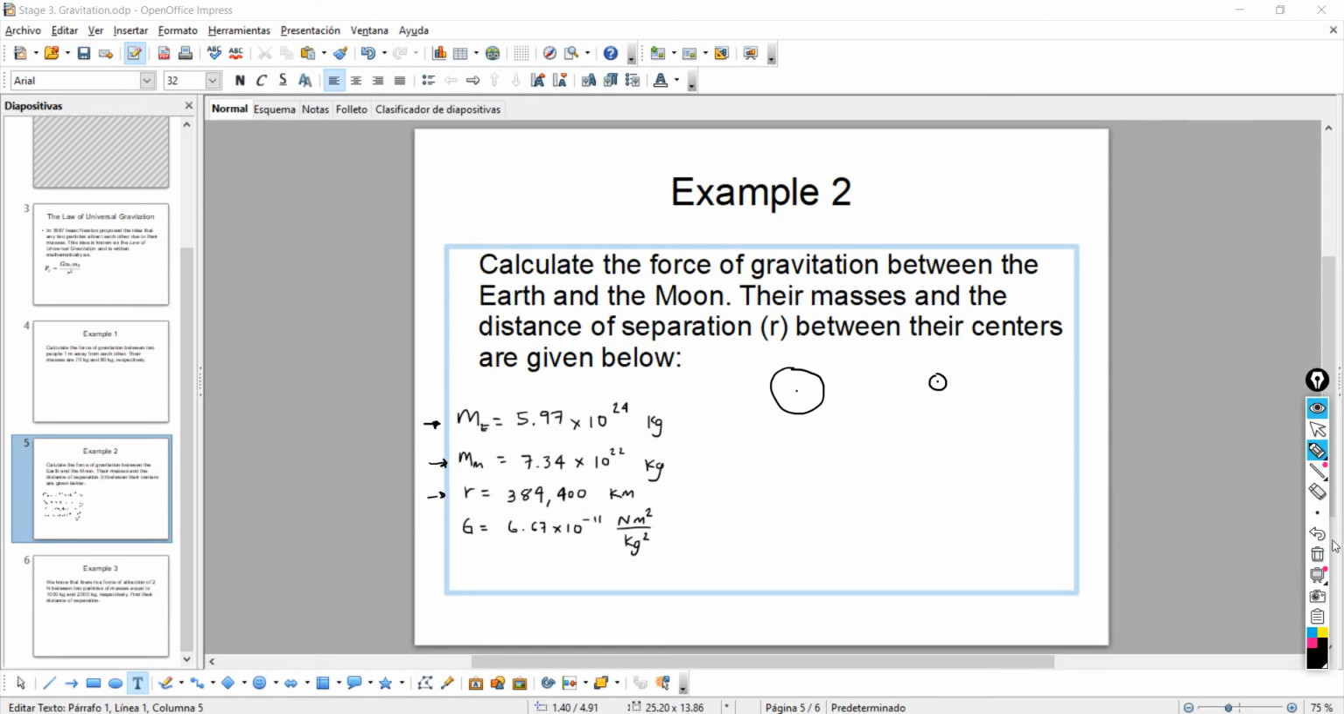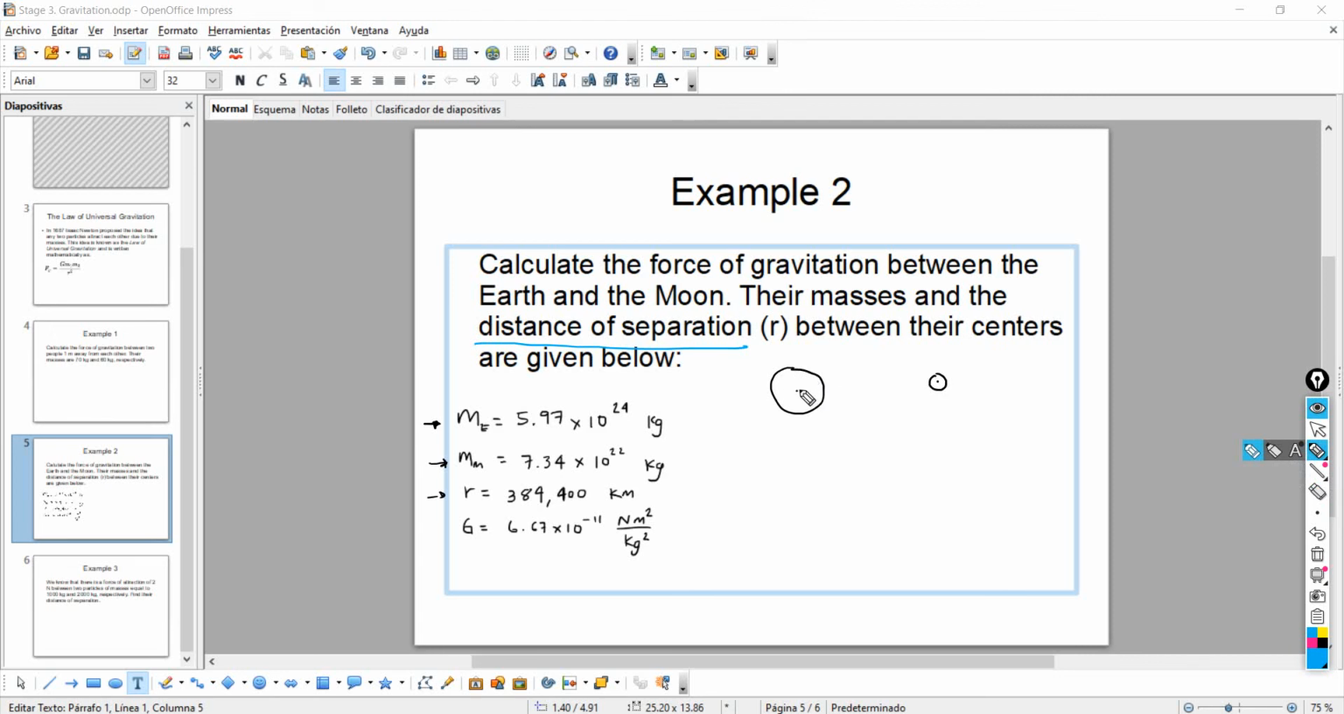But be aware, guys, that when you consider objects that have a very large volume, like planets or stars, the distance of separation that you should consider is not the distance between their surfaces, because this is a perfectly valid distance, but this is not r. R never means the distance of separation between the surfaces of the objects. What r means is always the distance of separation between the centers of the particles that you're studying.